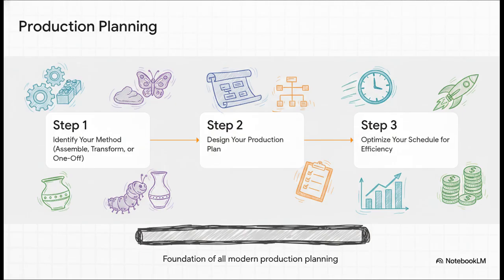So it really boils down to these three steps. First, you have to identify your method. Are you assembling, transforming, or building a one-off? Once you have that answer, you can design the right kind of production plan. And only then can you actually optimize your schedule to be as efficient and cost-effective as possible. This is the absolute foundation of all modern production planning.